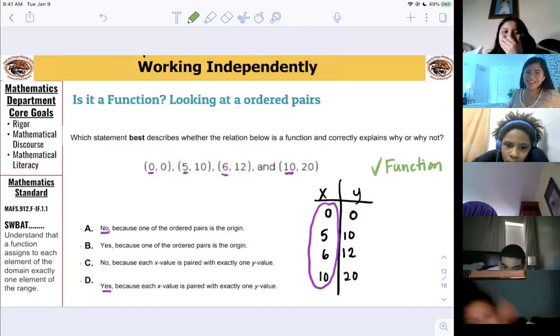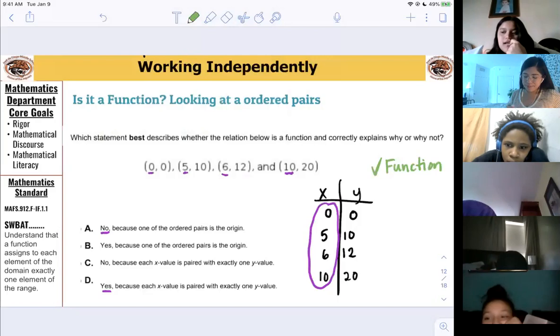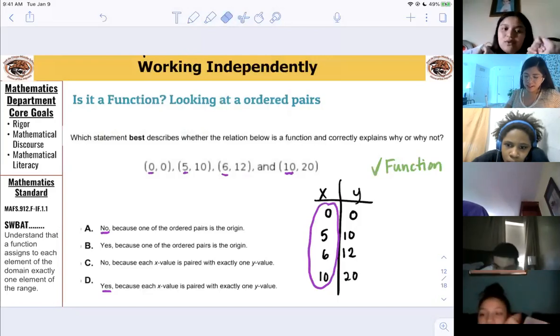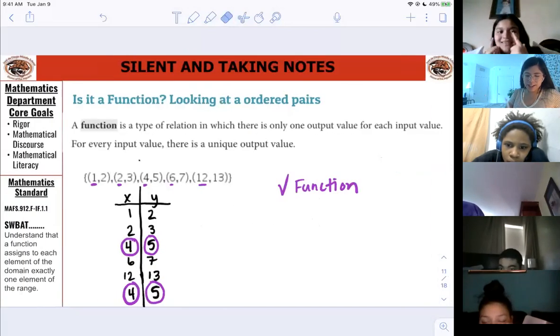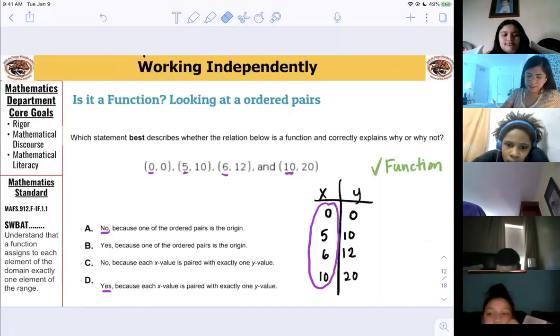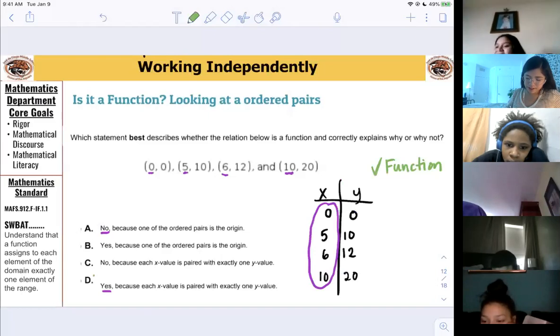No, no. Okay, so they're really just trying to trick you. Because it all goes back to the definition. Did the definition say anything about the origin? No. So the origin doesn't matter. What matters is that each input value is paired with one output value, and that makes D the correct answer.